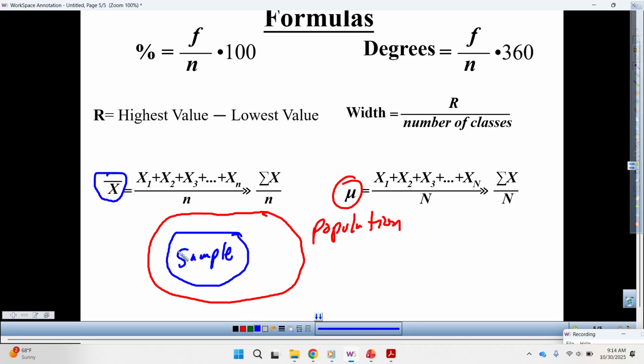Now, once again, the sample formula, look up, is actually just this small one for the mean. The population formula is this small one. And once again, these 2 are the mean. Write that down, please.